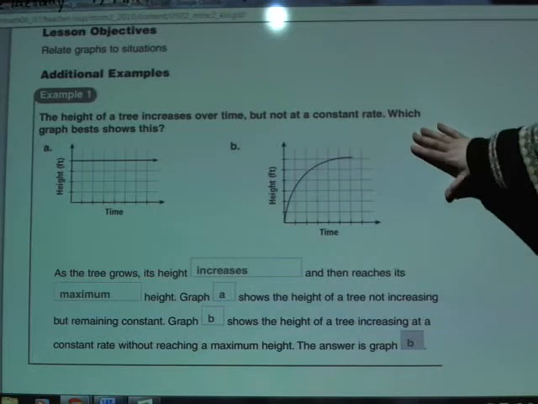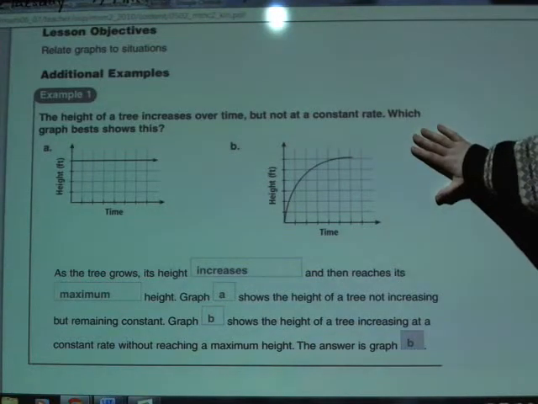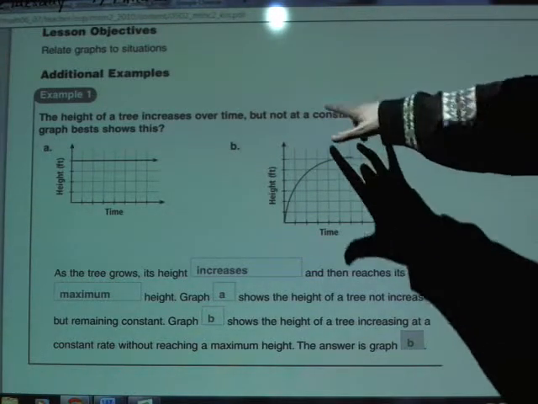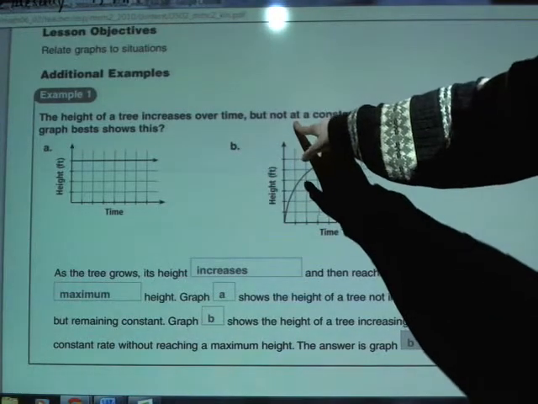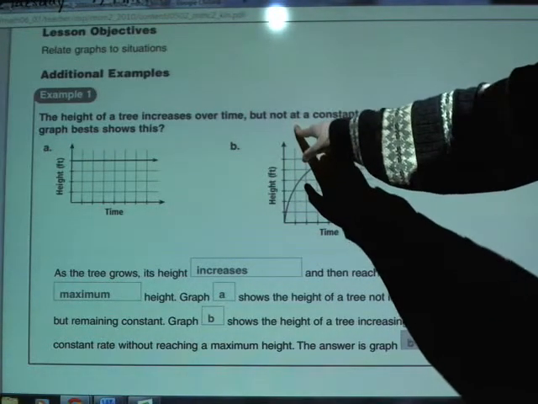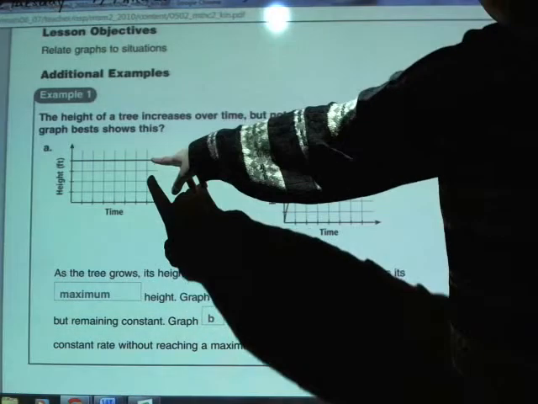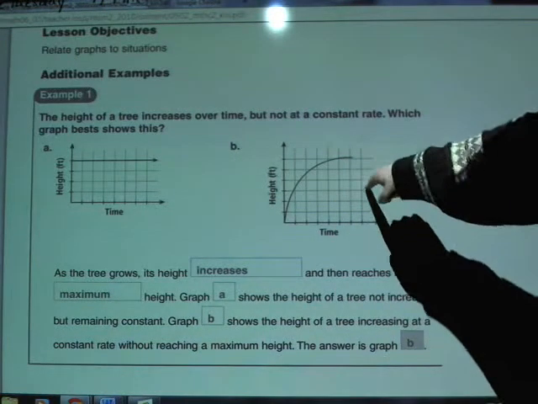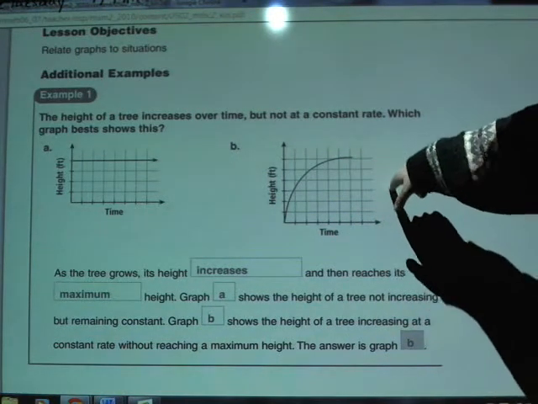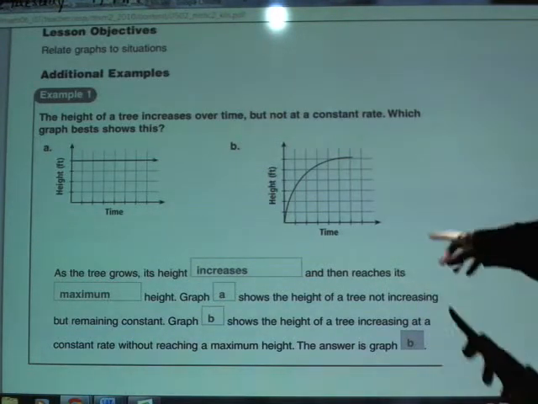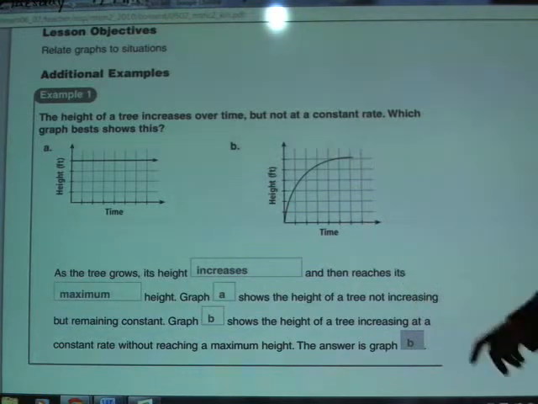As the tree grows, its height is increasing, and then it will reach its maximum height. Graph A shows the height of a tree not increasing but remaining constant. That's another way we know that A is not correct. This part here says it's not a constant. Well, remember, any line, horizontal, vertical, diagonal, that's constant. This is constant. This is not a line, so this is not constant. Or, in other words, variable, if you remember from when we were talking about constant and variable. So here, since this one is also not constant, that's another tip-off that B is the correct graph.